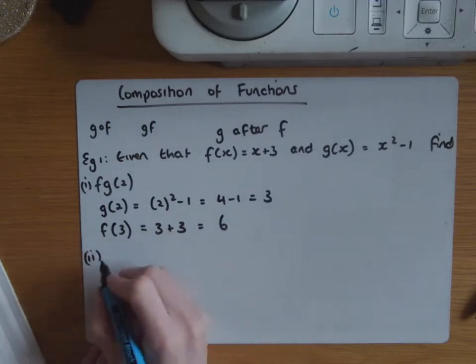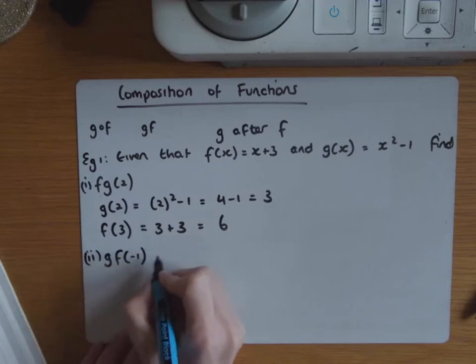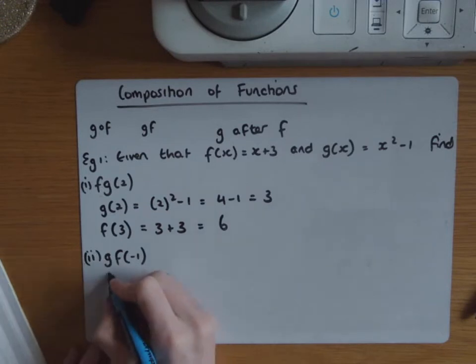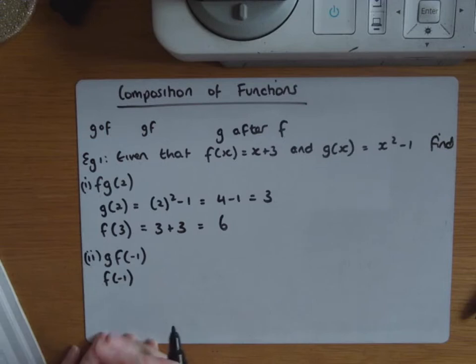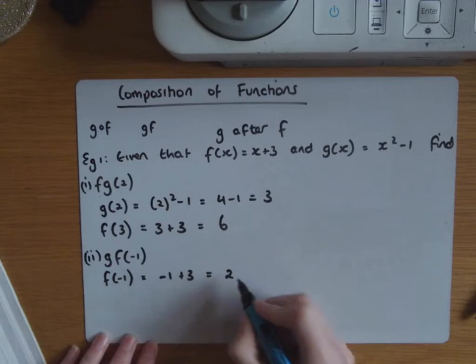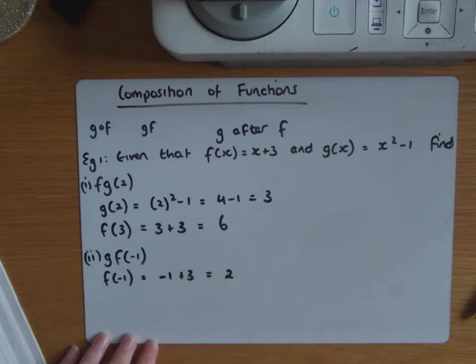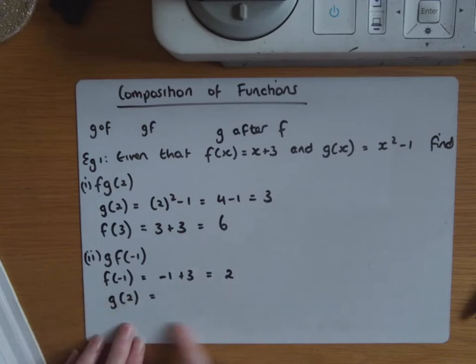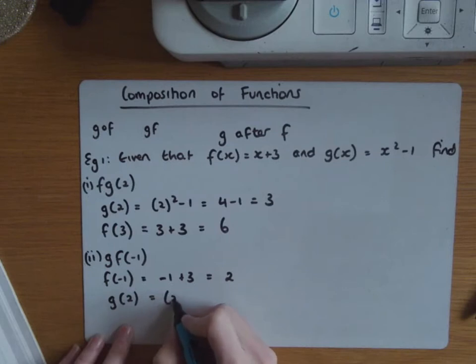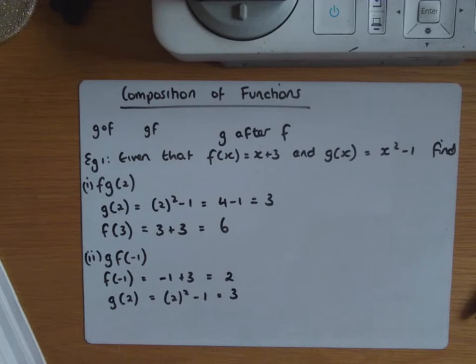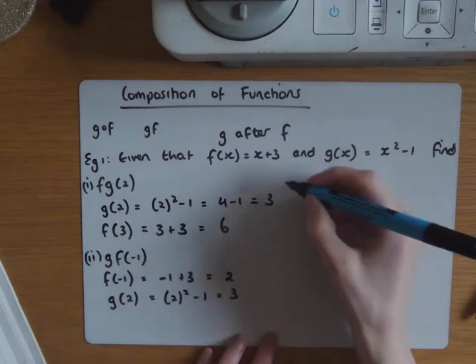Okay, I'll keep going with these. Do a few more. g after f of minus 1. That means you need to find f of minus 1 first and then do g of your answer. So f of minus 1 means fill minus 1 in instead of x. So that's 2. And then g of my answer means g of 2. Fill 2 in to the g. 2 squared minus 1, which is 3. Okay, any issues there? No? Good, let's keep going.